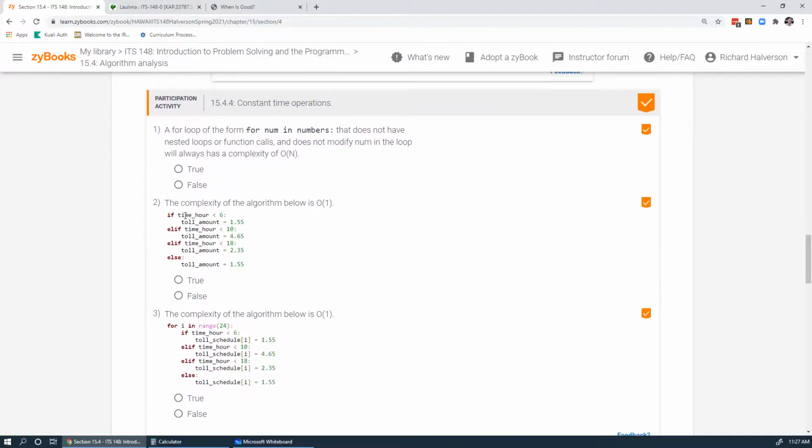So here, the complexity of the algorithm is O of 1. It's just looking at this. It's figuring out what the toll amount is based on the time hour. So this is O of 1.